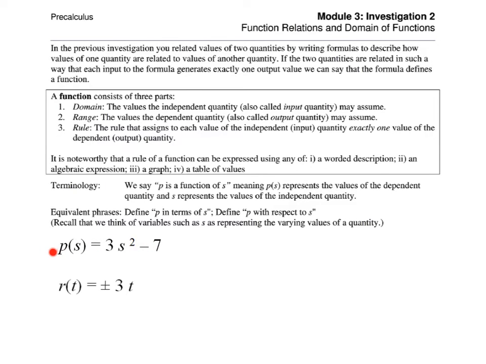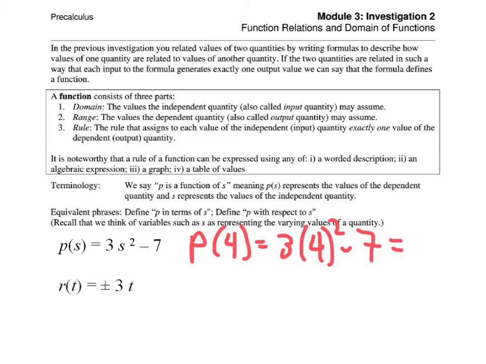For example, consider P with respect to S. According to the definition, P of S equals 3S squared minus 7. S is the independent quantity. P of S is the dependent quantity, and the rule is 3 times S squared minus 7. This rule sends each input quantity S to only one output quantity. For example, if we let S equal 4, the rule will only produce one answer, which is 41. Therefore, P is a function of S, because Rule 3 in particular was not violated.